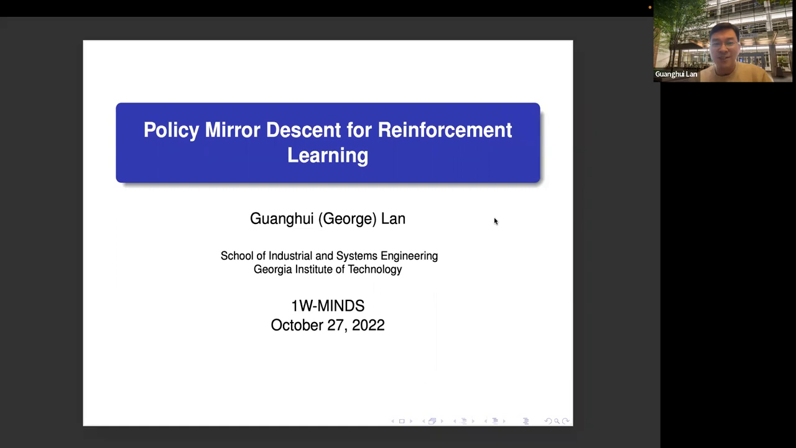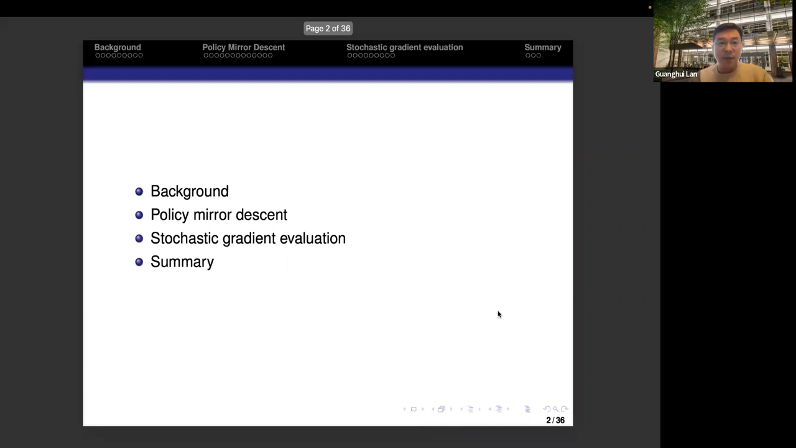So today I'm going to talk about some recent work from my group on algorithmic designs for reinforcement learning. This is the outline of the seminar. I will provide some background information for stochastic dynamic programming and the Markov decision process, and I will focus on a class of algorithms called the policy mirror descent method, a policy iteration type algorithm for MDP and reinforcement learning. We will also talk about, in the stochastic case, how many samples we need in order to solve the problem.